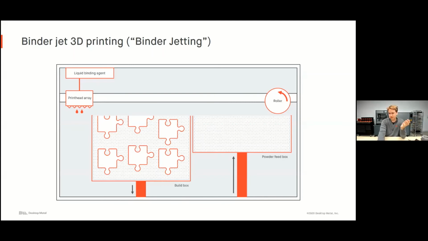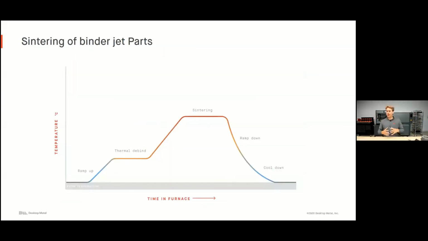After this process is done, you're going to depowder your entire cake of parts. You're going to remove all your parts out of there. You're going to put them into a furnace, and you're going to sinter those parts similar to how you would in the Studio system. First we're going to do a thermal debind here. There's no solvent debind. Remove all that binder material out. Then we're going to go up to a sintering temperature. We're going to remove that last bit of binder, and we're going to end up with these strong, dense metal parts.